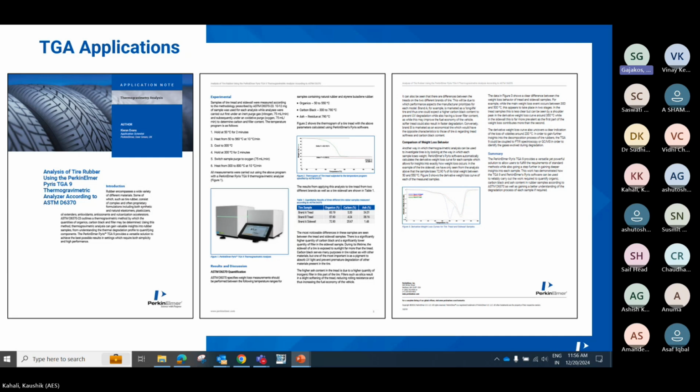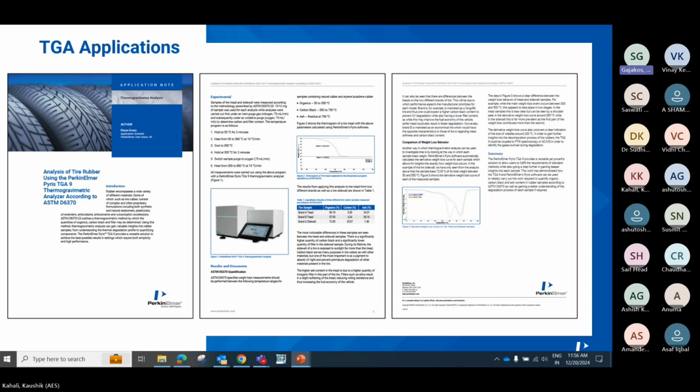These samples are analyzed with the help of our TGA. The instrument you are seeing is the TGA 9, and the instrument we have provided you is a TGA 8000, which is a segment-upper instrument with more sensitivity. In this case, three samples are taken. Two are tread samples from different brands, A and B, and one sample is taken from the sidewall of the tire, from brand A.